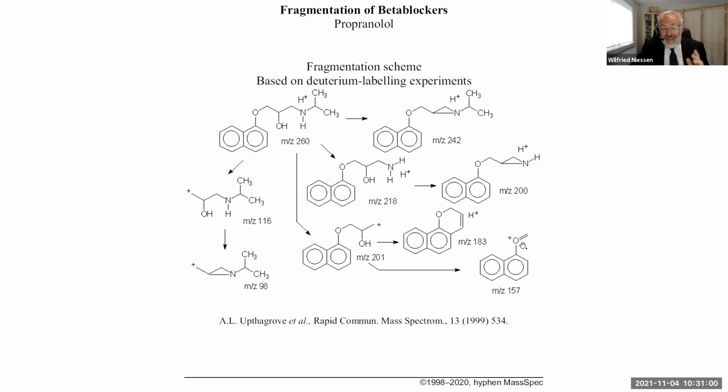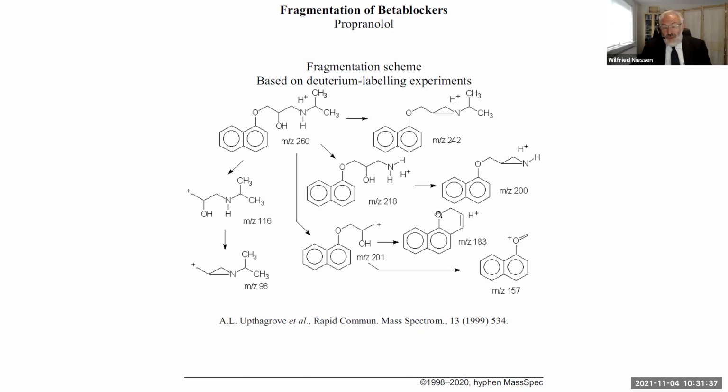And in fact, it has been demonstrated that the water loss is not a 1-2, but a 1-3 elimination. So the structure proposal for the 242 would be this. And then from here, you can have the loss of the propene to the 200, or you have the loss of the propene to the 218, followed by the water loss. Yeah, so that's the 200.